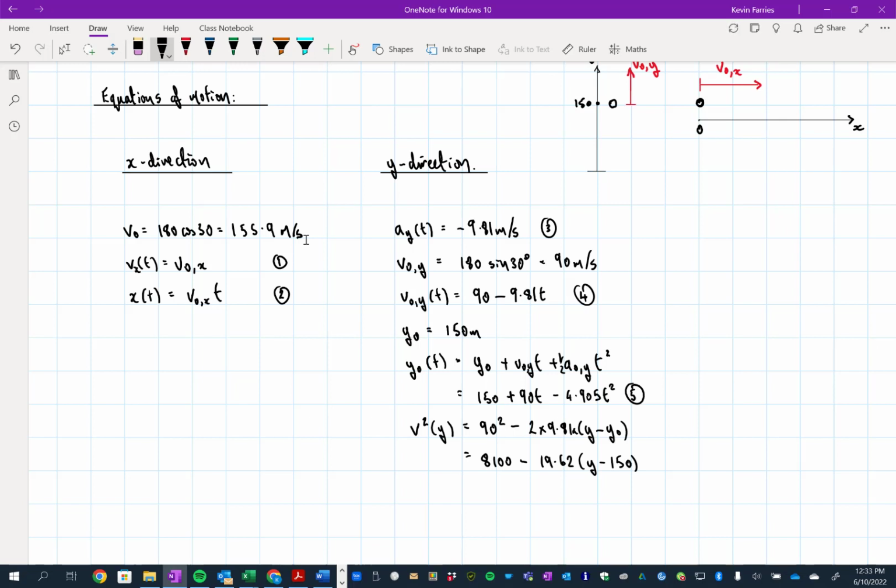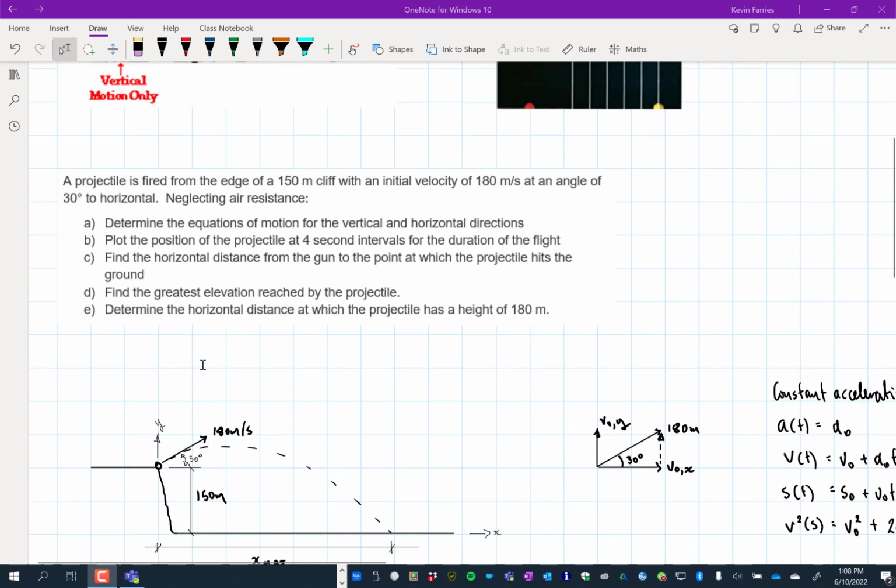And then we've got all our equations, equation 6, whether we need them or not. So if you're in an exam, maybe you don't need to write them all out, you just need to figure out which ones you need. So what's next? We've got the equations of motion. Now it wants to know the position of the projectile at 4 second intervals during the flight.